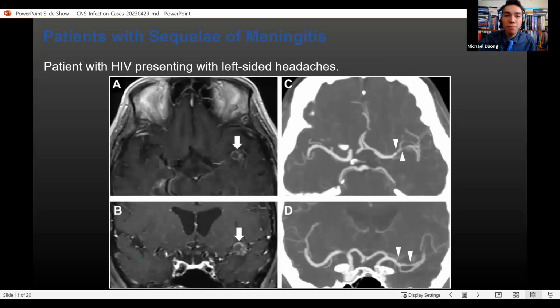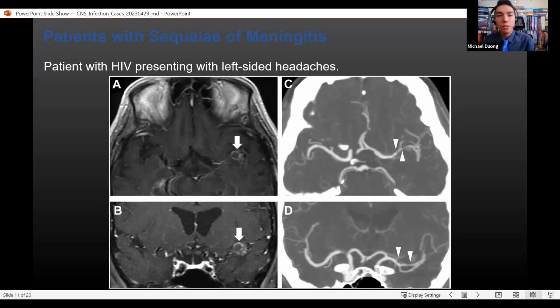Some additional sequelae. Here's a patient who's immunocompromised. They have HIV. They're presenting with left-sided headaches. Here we see what looks like a ring-enhancing lesion. And then additionally, CTA was performed. You can see irregularity of the vessel thickness. Here's the MCA. At M1, there's some focal beading as well as some focal stenosis in M2, and some additional irregularities in proximal M3.